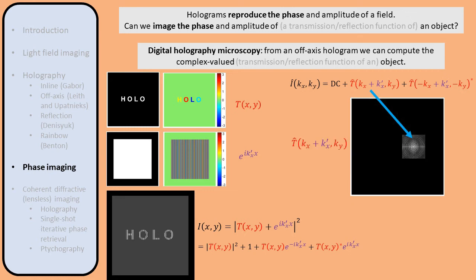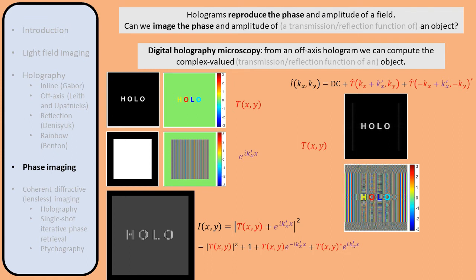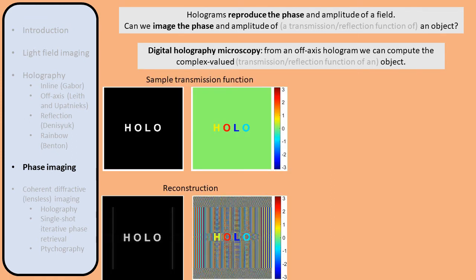We can isolate a shifted term, which corresponds to the Fourier transform of the sample's transmission function. We can shift it back and inverse Fourier transform it to reconstruct the phase and amplitude of the sample. However, we do see some noticeable difference between the original transmission function and the reconstruction. In the original transmission function, the phase is constant over a large area, while in the reconstruction we see a wildly varying phase. The reason why we see this is because in the area where the phase is constant, the amplitude is 0. And if the amplitude is 0, the phase has no meaning.